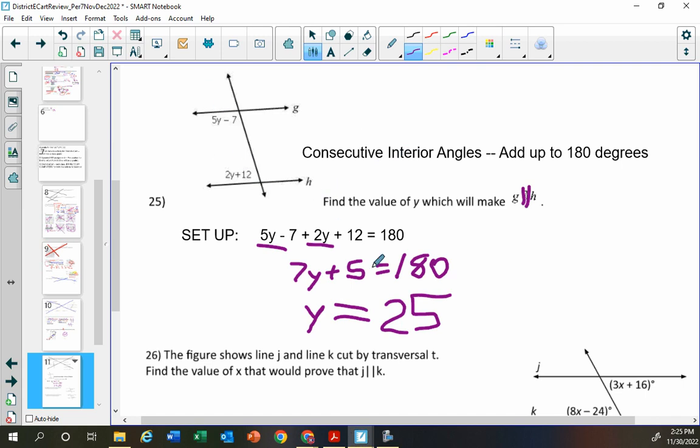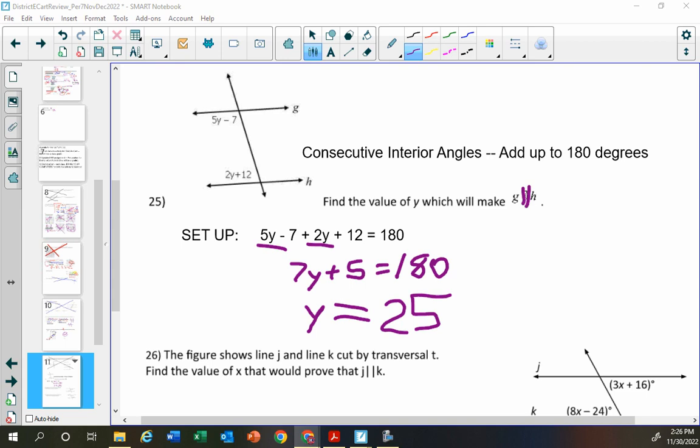Since they're consecutive interiors, they add up to 180, and then you solve for y. So now you could check it. When all is said and done, you should get 180. So whatever this angle is plus this angle must add up to 180. And that's the way you check. Good. All right, questions? So I'm not going to talk about that one anymore. You all should know that one.